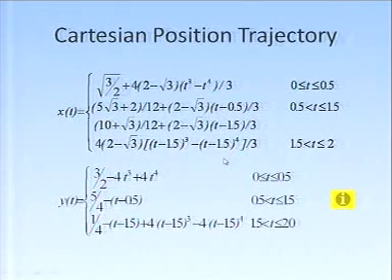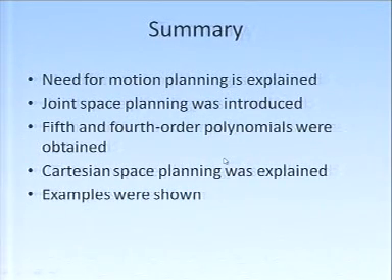So, with this I will stop today's presentation. Need for motion planning is explained, joint space planning is introduced, 5th and 4th order polynomials were also obtained, and Cartesian space planning was given and examples were shown.